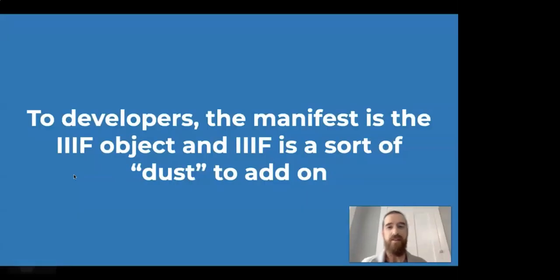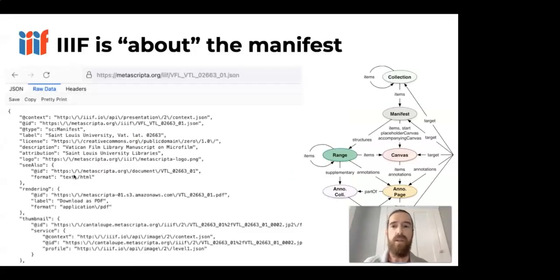Okay, here we go. So to developers, we know the manifest is a IIIF object, and I kind of think it gets treated as a sort of dust to sprinkle on to existing systems, right? And that kind of makes sense. So IIIF being about the manifest, whether it's the structure on the right or the code on the left. But to users, the image is the IIIF object. That's what they're interested in.